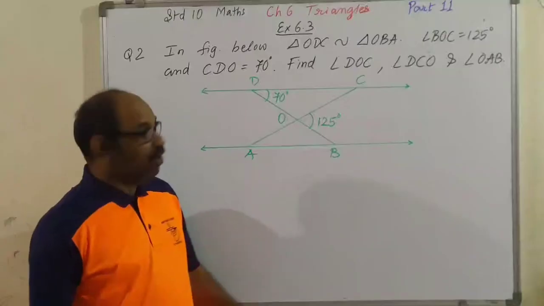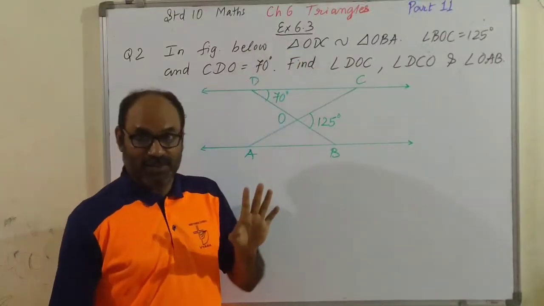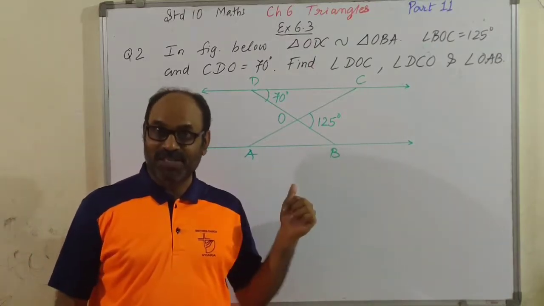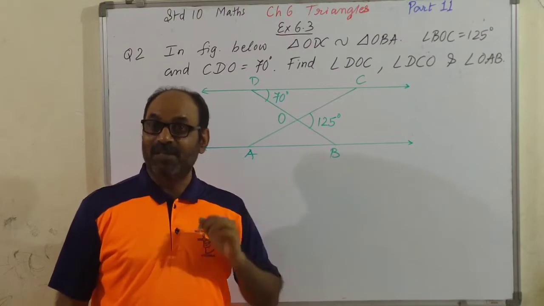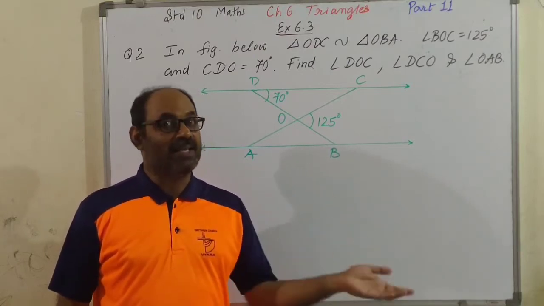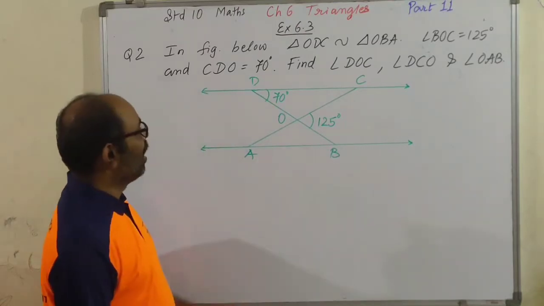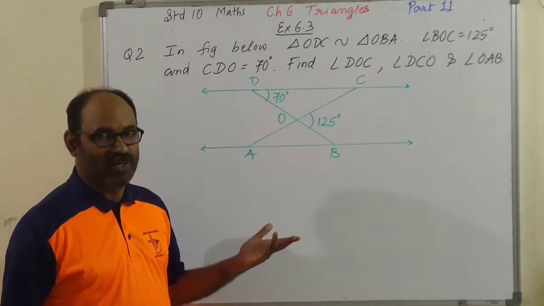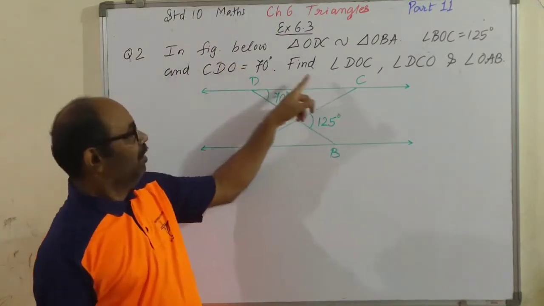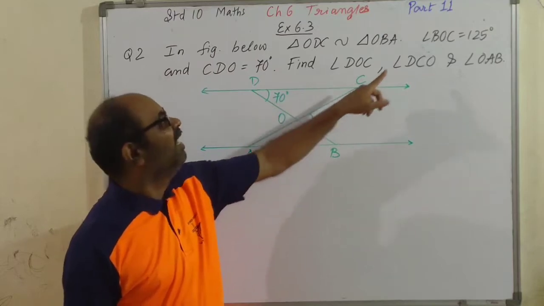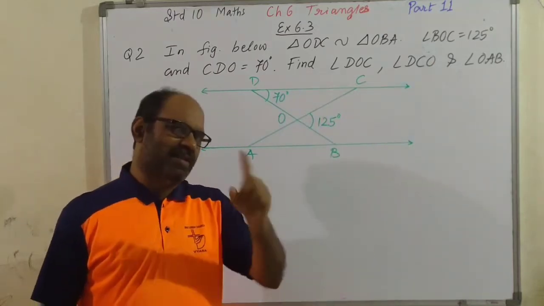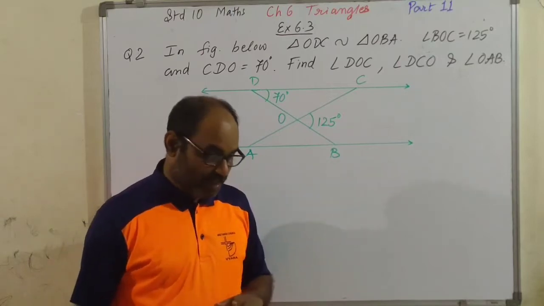Okay? So we move on to exercise 6.3. Question number 2. One we have already solved in the previous session. If you remember, there were 6 pairs of triangles which we determined whether they are similar or not. Now this is simple 1 mark question actually. But see, find angle DOC, DCO and OAB. Any one can be asked for 1 mark. Okay? Now see.